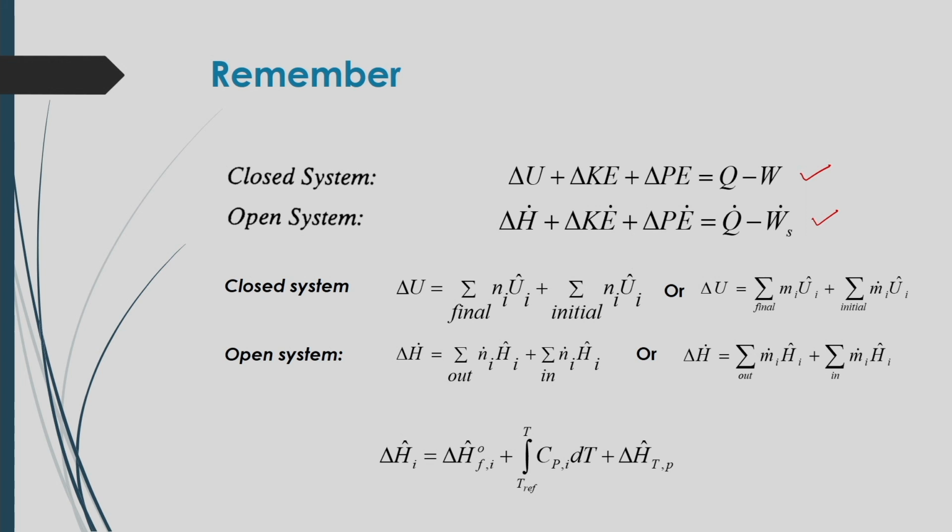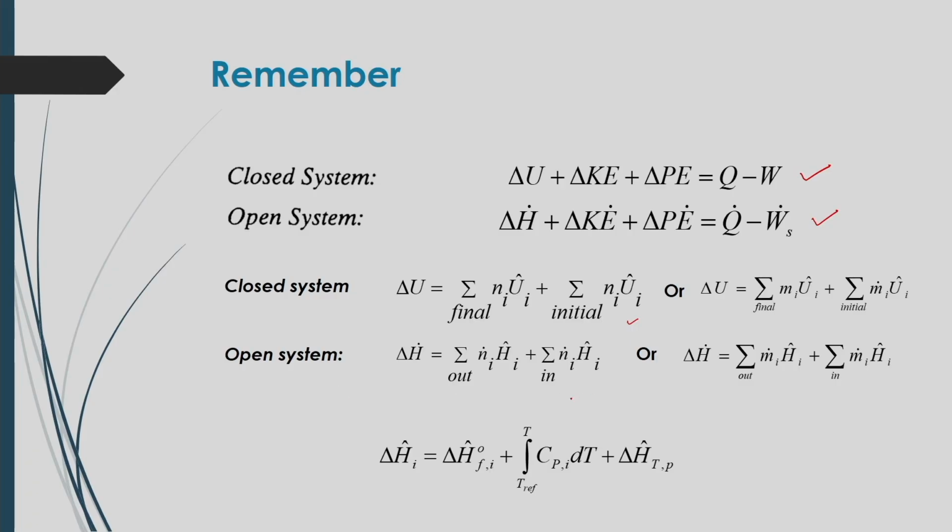And in terms of internal energy for multiple-stream processes, for a closed system the internal energy change will be the summation of the internal energy of all components in the final and initial states, from which you can get the total internal energy change. And similarly for an open system, we can have the enthalpy change from the inlet and outlet streams.